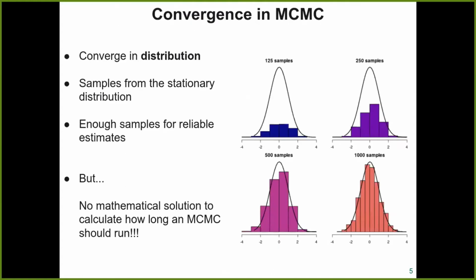And that imposes that we need to check for convergence after running an MCMC, because we need to make sure that we took samples from the stationary distribution and that we have enough samples for estimating the parameters reliably. And by convergence, we mean convergence in distribution. By the example in the figure, we can see that the more samples we take, we have a better understanding of how the distribution looks. But there's also no mathematical solution to calculate how long the MCMC should run.